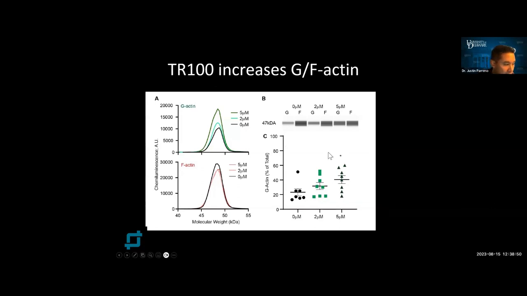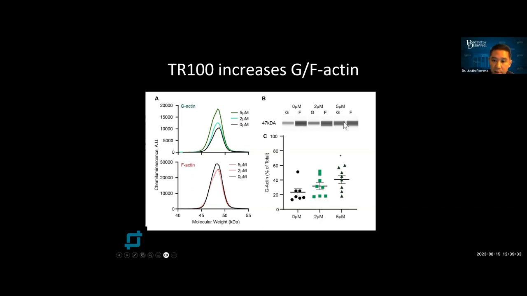We also performed Triton solubility to determine the proportion of G to F actin using biochemistry. And what you see here is very similar to a Western blot, if you're not familiar with Wes capillary electrophoresis. You see the spectra of signals, so it's run on a capillary and the system picks up the chemiluminescence off of the capillary. This is molecular weight on the x-axis here, and chemiluminescence on the y-axis. When we look at G-actin, there's more G-actin in TR100 treated cells, less F-actin in TR100 treated cells. And this is also shown here in our pseudoblot.